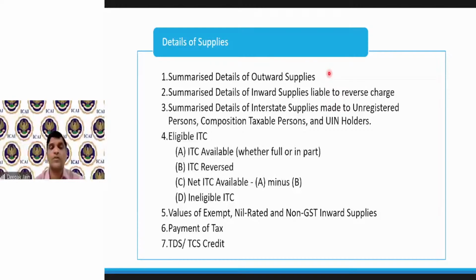Eleven is applicable to all. For monthly filers, Vaishali, it is 11th. For QRMP scheme filers, it is 13th. Okay.